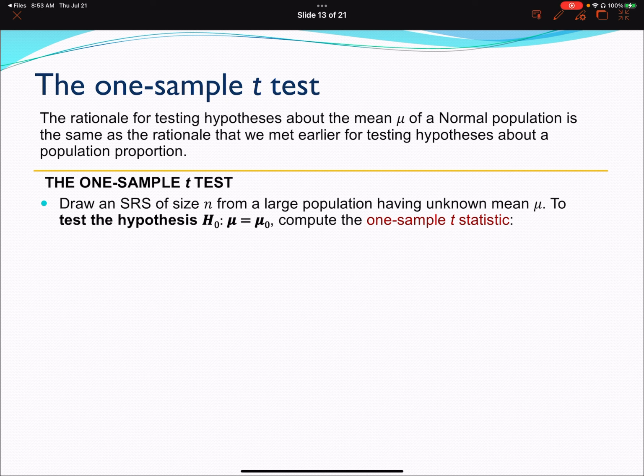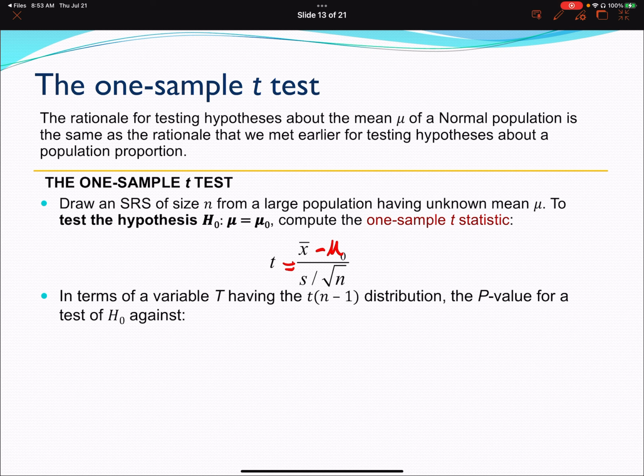What we do is we draw a simple random sample of size n from a large population having unknown mean to test the hypothesis that the mean equals mu naught. That's kind of what we set the mean to be, and you'll see that better in the example. We're going to compute the one-sample t test statistic like this: t equals x bar minus mu naught over s over the square root of n.